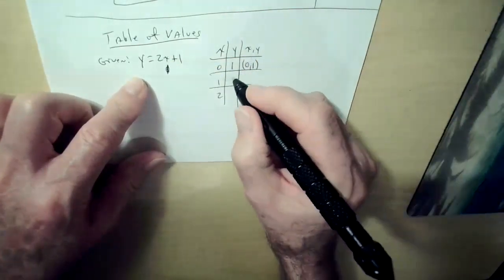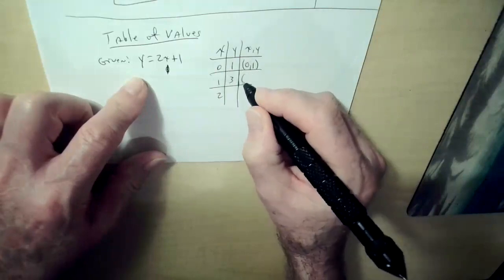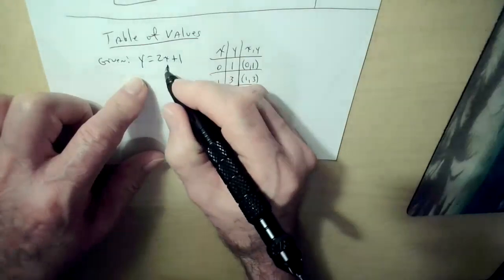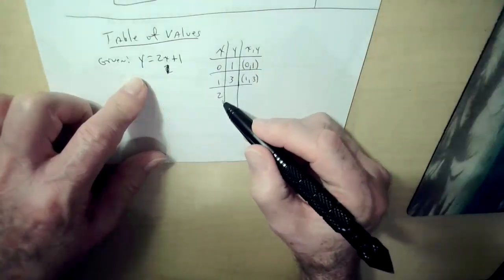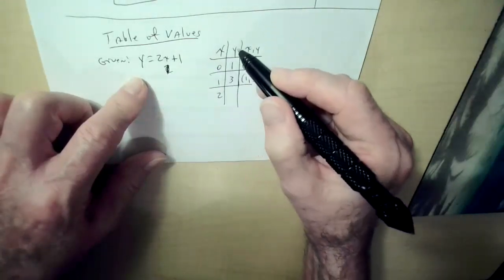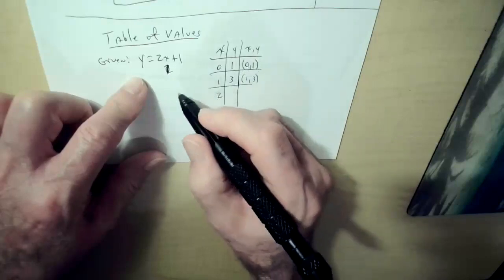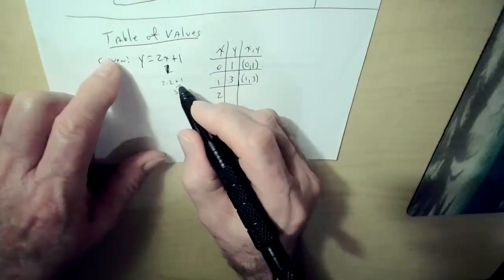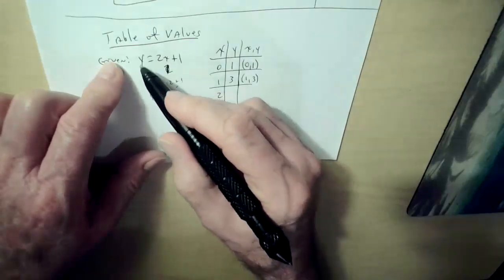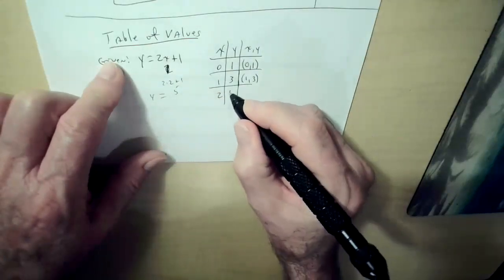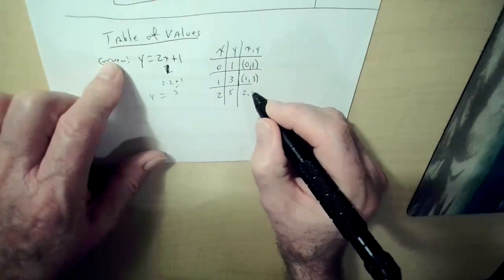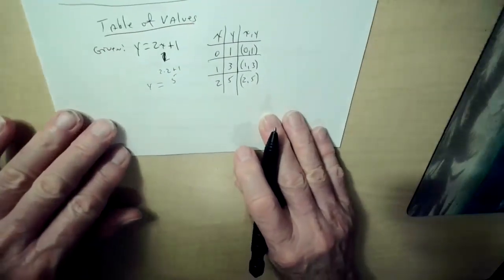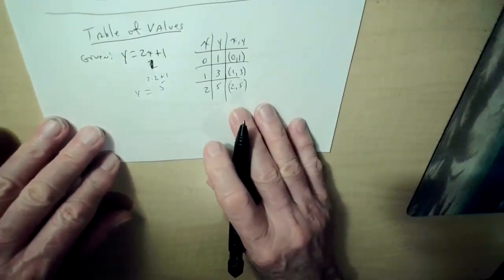Now let x be 1. 2 times 1 is 2, plus 1 is 3. So we have the point 1, comma 3. And now we plug in 2 for x. When x is 2, how much does y equal? 2 times 2 plus 1 is 5. So y is 5. 2, comma 5.